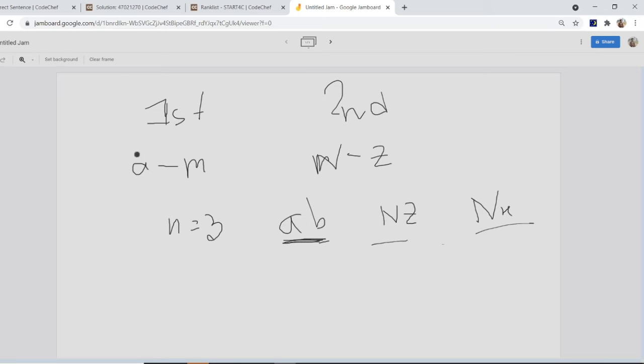Here the chef uses only the first language, a to m, because a, b is under a to m, so this is correct. And this case is also correct, because in this word the chef only uses the second language, n to z. But this one is not correct, because n is in one language, but x is not under either of these languages, because x is not in the range of this or this, so this is incorrect. I hope you guys get the point. Now I'm showing my code.